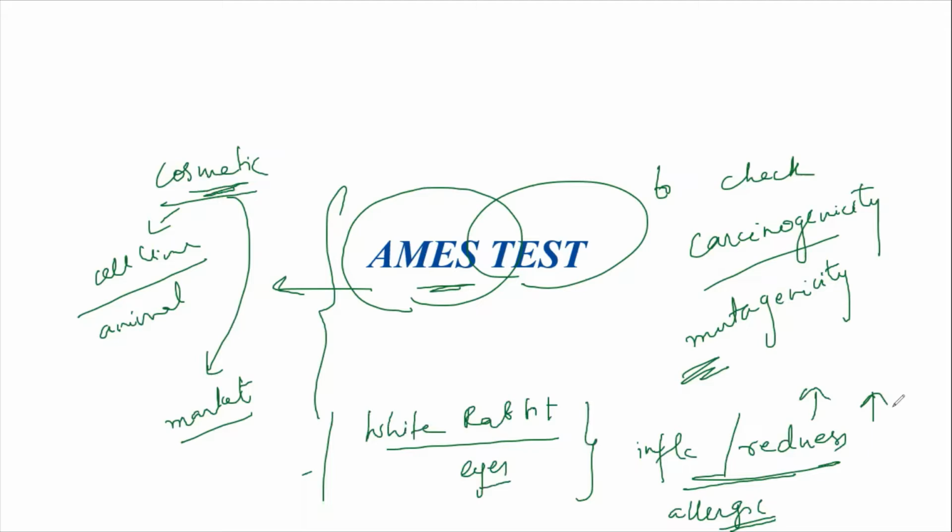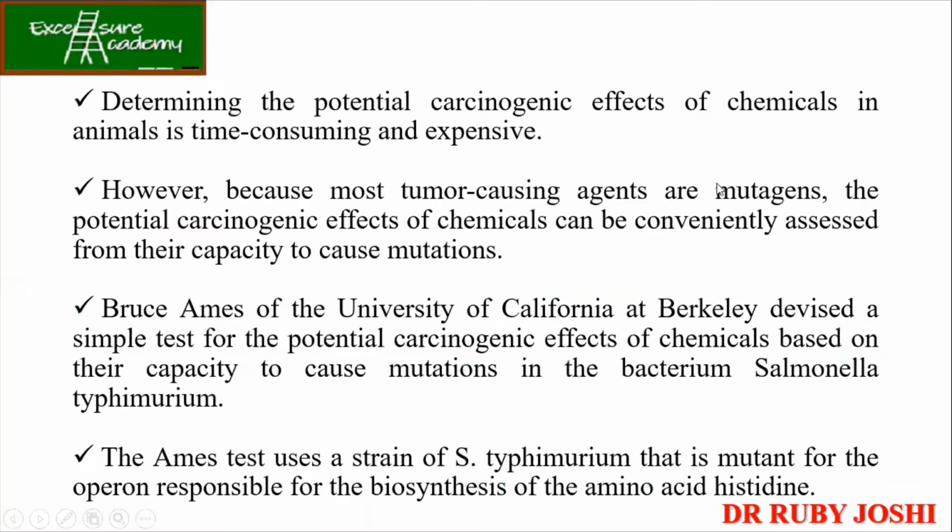Now, same thing: if you're dealing with any chemical, this kind of test is important because we need to know whether that particular chemical can cause mutations or not. If it can, then it is better to avoid it, right? Okay, so it helps in determining the potential carcinogenic effects of chemicals.